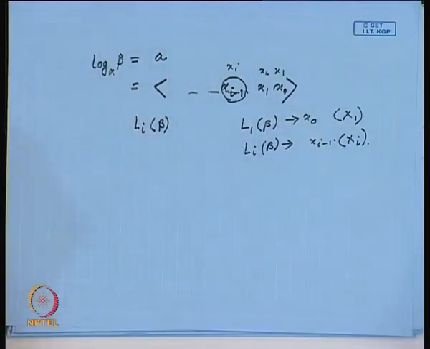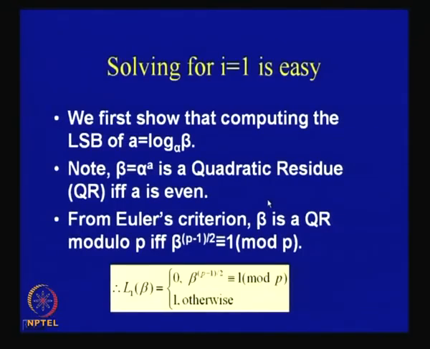We can see that solving for i equal to 1 is very easy, that is, computing the least significant bit of a, where a is equal to log beta base alpha, is actually very easy. Why? For this we will use our previous idea of something called quadratic residues.